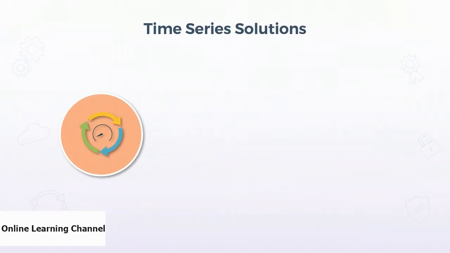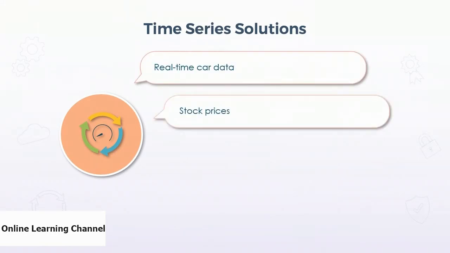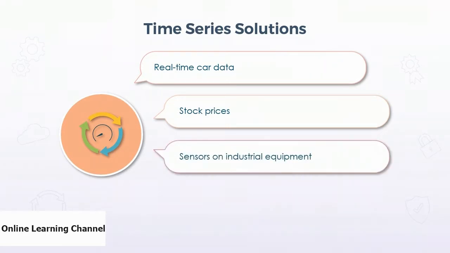Companies are currently attempting to train cars to drive themselves. The computer systems they use take in constant streaming data from their cameras. This real-time car data is time series data. Stock prices are another example of time series data. The one I'm most familiar with is sensors on industrial equipment.